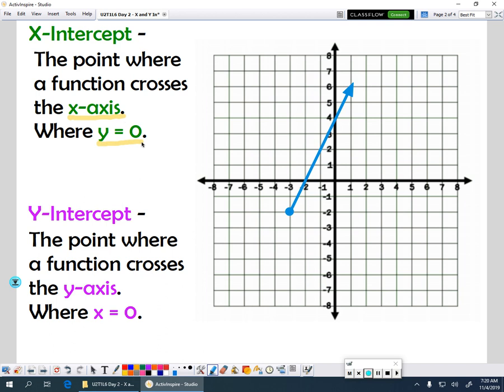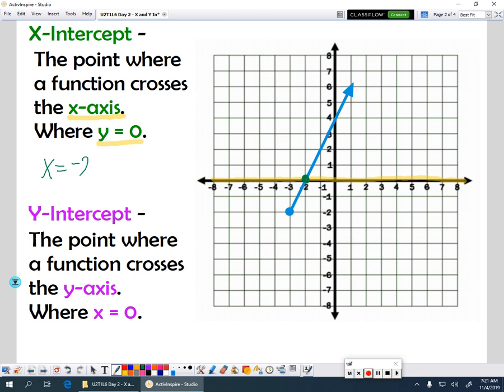So if you look over here at our graph, this is our x-axis. The point where this function crosses the x-axis is right here. Okay, that's your x-intercept. And if we look at it, it's where x is -2.